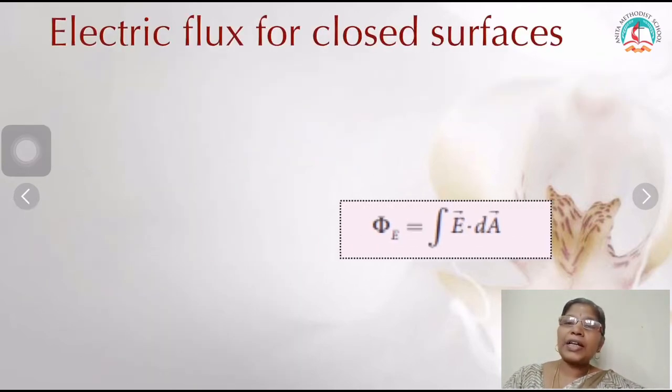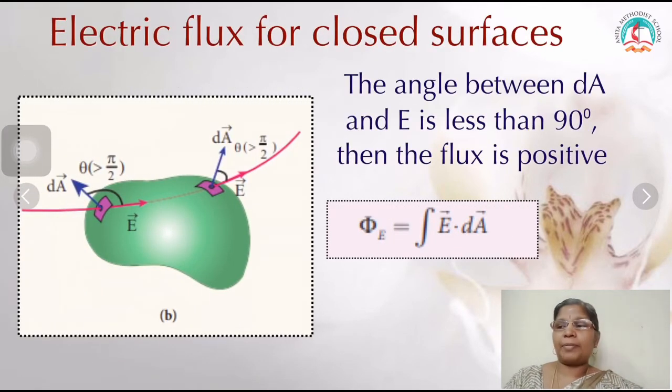Okay. Now I am calculating electric flux for a closed surface. The object is placed inside a non-uniform electric field. Now consider the angle between dA and E. dA is a vector and E is also a vector. If the angle is less than 90 degree, the flux value is positive.